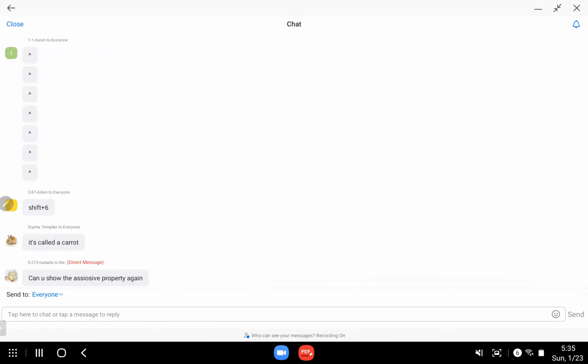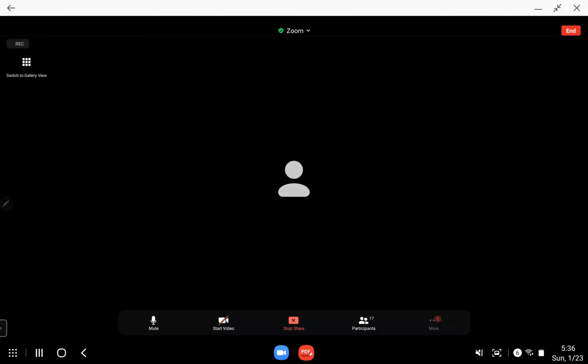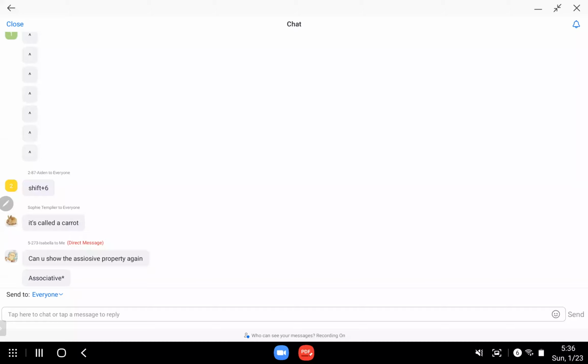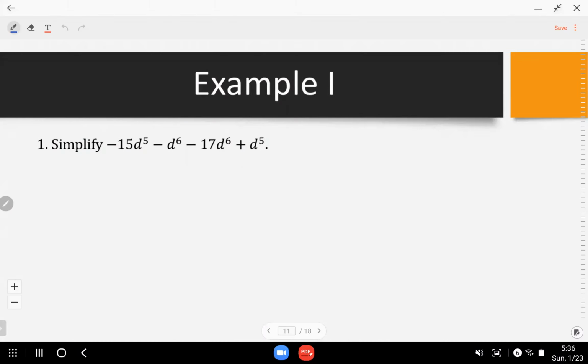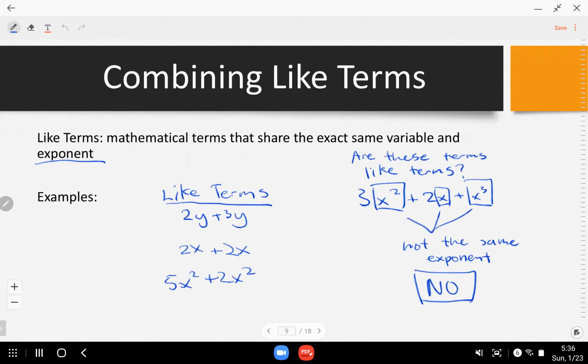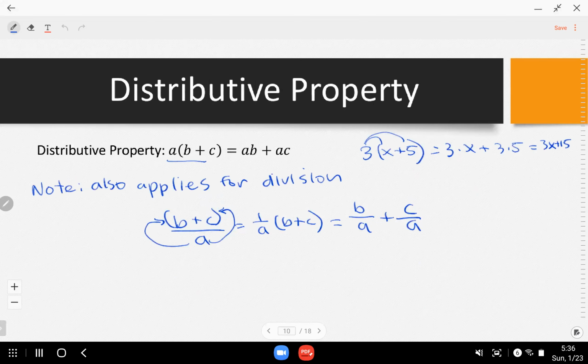All right. Can you show the associative property again? Associative. It's basically, hold on. Let me go back to the slide. Associative. Let me just make a little note here.